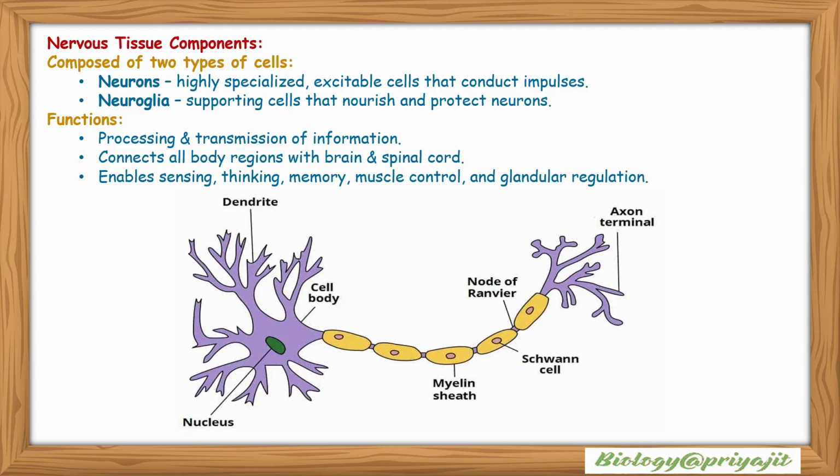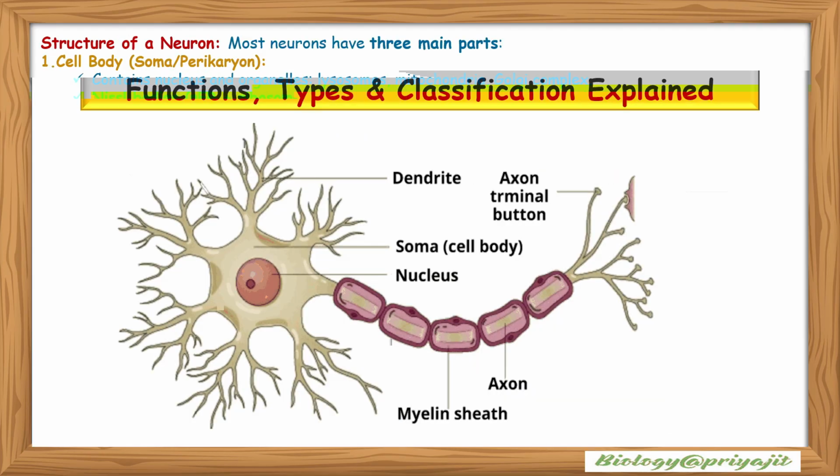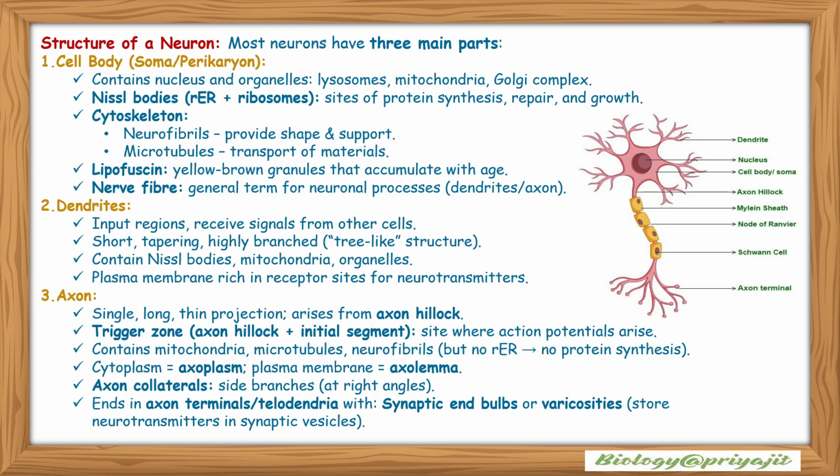This is the image of a neuron showing the different components: dendrites, cell body, this is the nucleus within the cell body, this is the axon terminal, this is the node of Ranvier, this is the myelin sheath, and within the myelin sheath there is one cell.